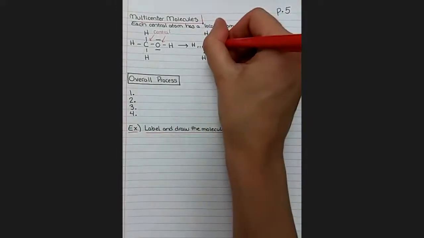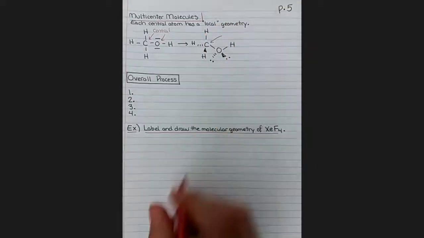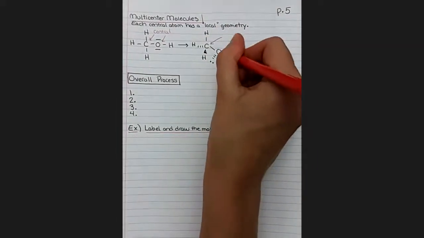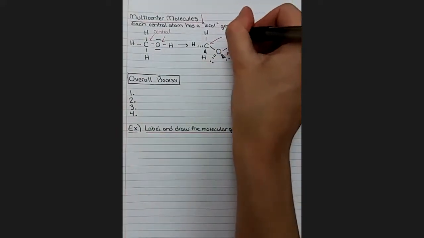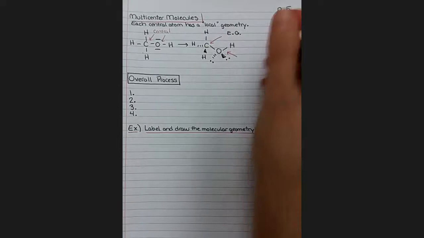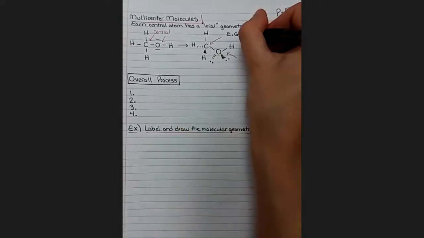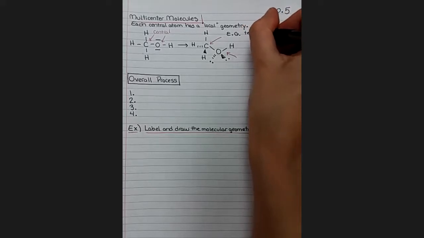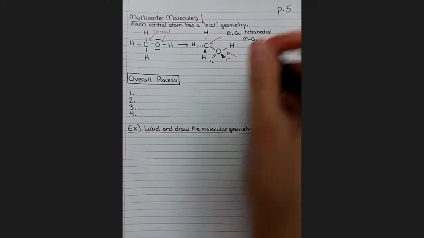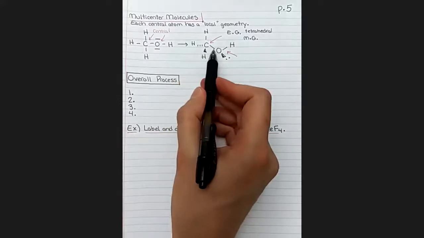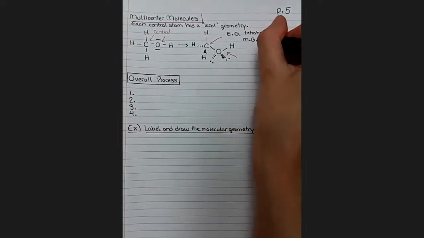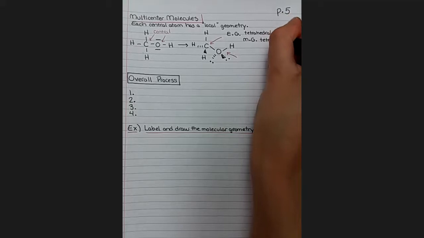We can label the geometry for each of these centers separately. So for the carbon center, we said electron geometry. It had 4 groups attached, 1, 2, 3, 4. So we called it tetrahedral, and we drew it as such. And then for the molecular geometry, we only count bonding pairs. All 4 of those electron groups were bonding pairs. So molecular geometry is also tetrahedral.